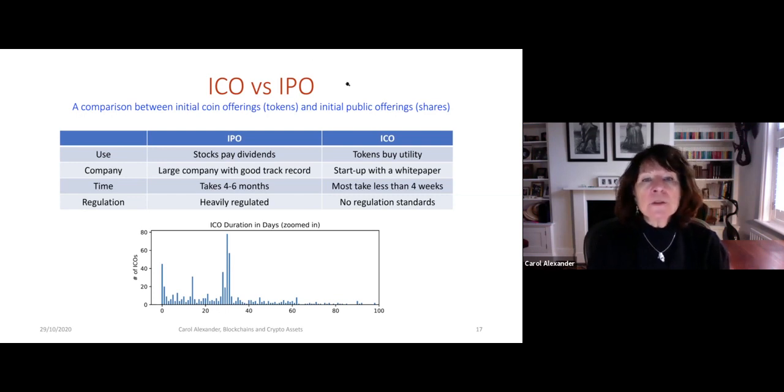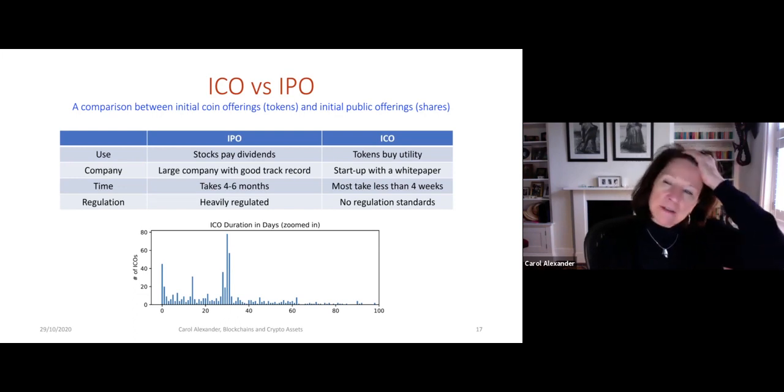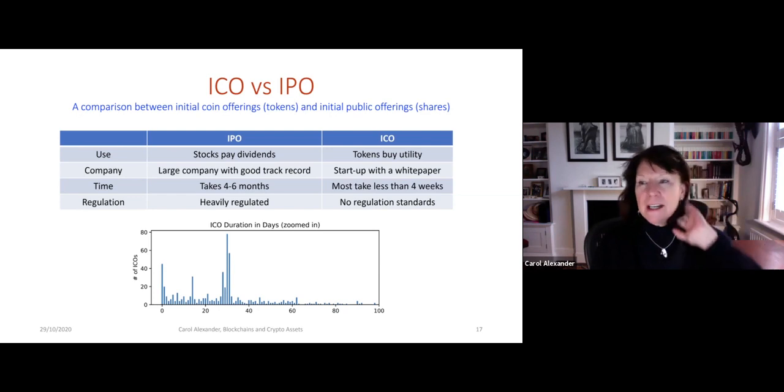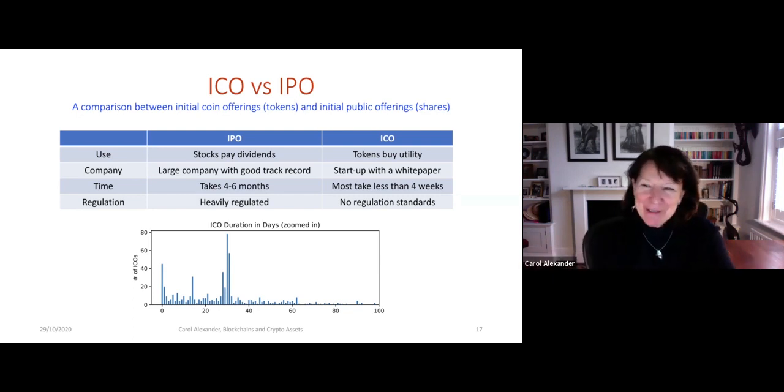All right, what's the difference between an ICO and an IPO in a nutshell? An IPO, you've got stocks and they pay dividends. And in an ICO, normally you've got a token that's buying some sort of utility. The company with an IPO needs to be a very large company with a good track record. It's probably been trading for 3 to 5 years at least. It should have a very, very good balance sheet, and it's going to be using a bank like JP Morgan or any other bank that's going to underwrite the IPO and give preferential prices to investors that it wants to bid up the price, etc., all that.